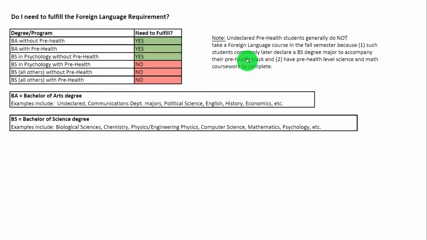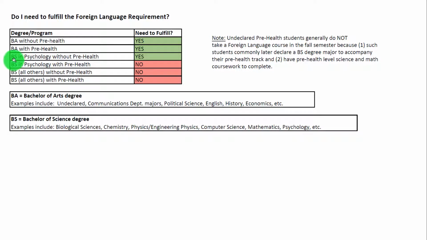But if you come into Fordham and you know right away, hey, I know I want to be pre-health in an English major or a philosophy major, then you will need to complete the language requirement at some point in order to graduate with a Bachelor of Arts degree, even though you are pre-health.